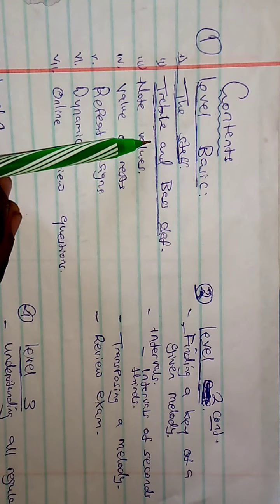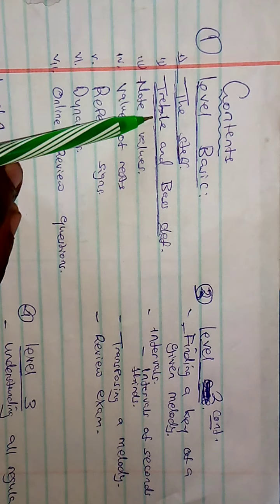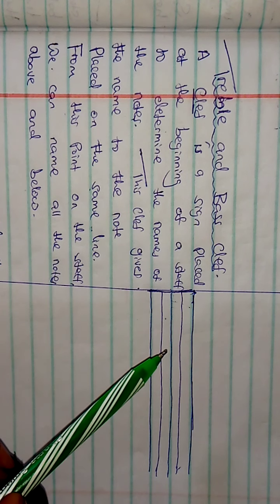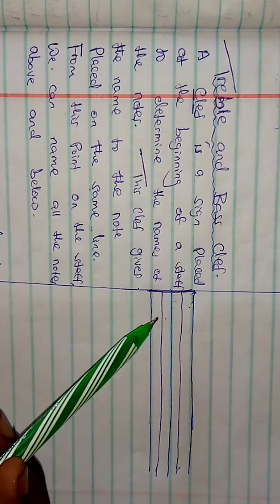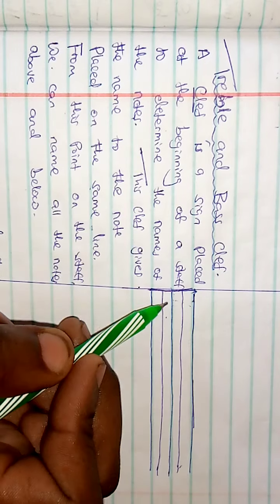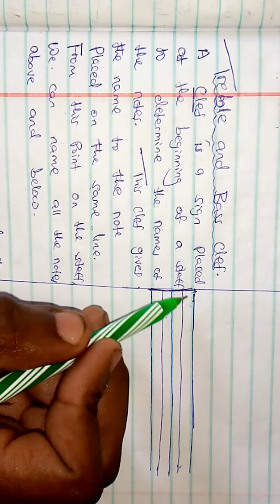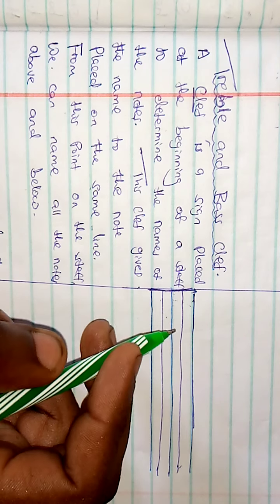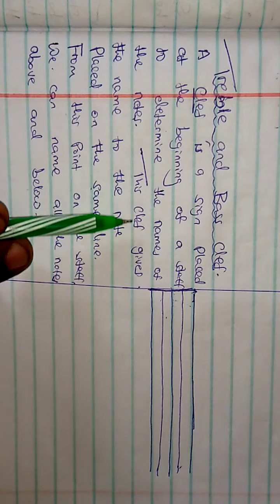And now we go to our second subtopic, treble and bass clef. A clef is a sign placed at the very beginning of a staff to determine the names of the notes. This clef gives the name to the note placed on the same line. From this point on the staff, we can name all the notes above and below.